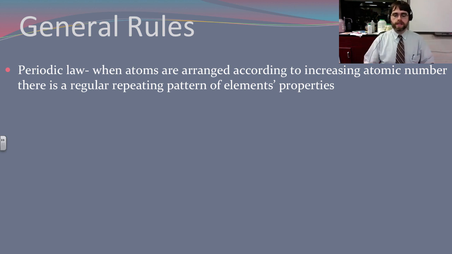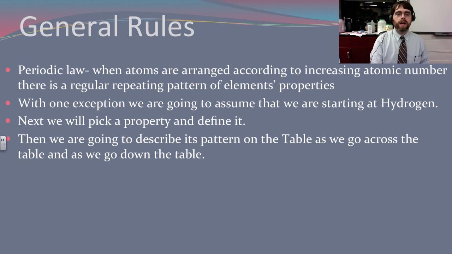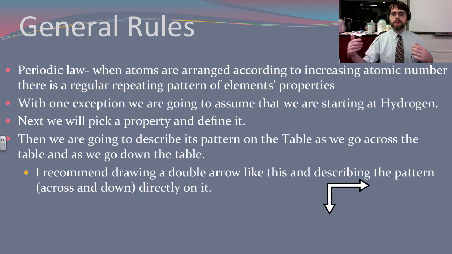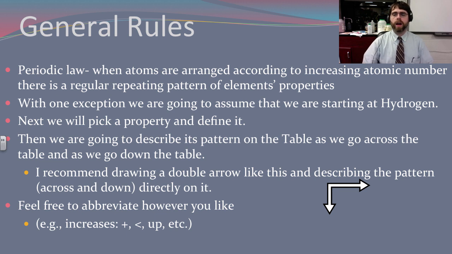The next stuff on this slide, don't jot down, but basically, with one exception, we'll assume that we're starting at hydrogen. We'll define a property, and then I'm going to describe how it changes as we go across and as we go down the periodic table. I have it typed up. I recommend you do something like drawing it out on a double arrow, and feel free to abbreviate however you like. We'll start out with some simple ones that are super obvious that you would not use a trend to do. I would not memorize these first few trends.